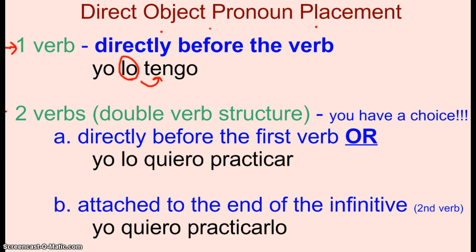Now, if there are 2 verbs in the sentence, it's a little bit more tricky. You have a choice. You can either put it directly before the first verb or attached to the infinitive. You're going to pick one method or the other. Never use both in the same sentence. So here are the 2 verbs, quiero and practicar. And we're leaving practicar unconjugated because when there's 2 verbs in a row, the first one's conjugated, the second one's left alone. So the lo is directly before the first verb.